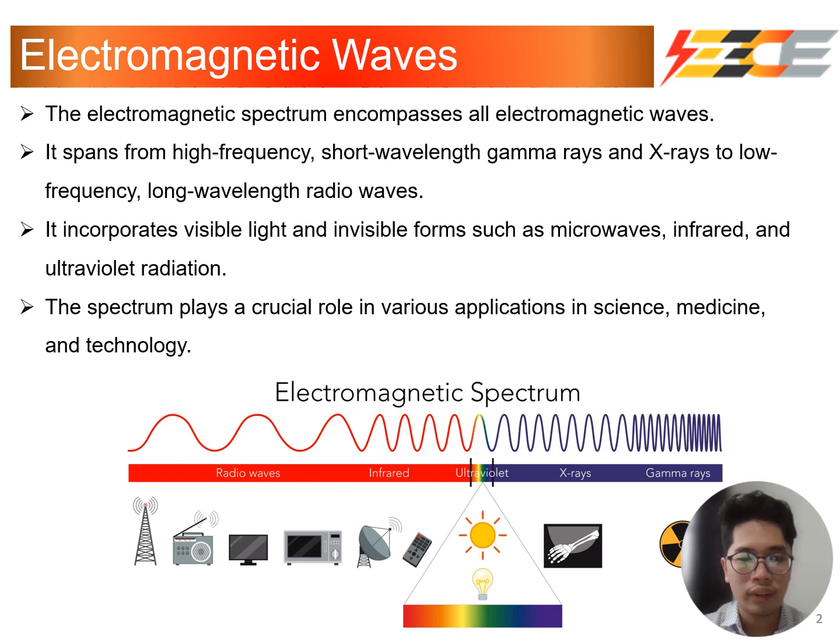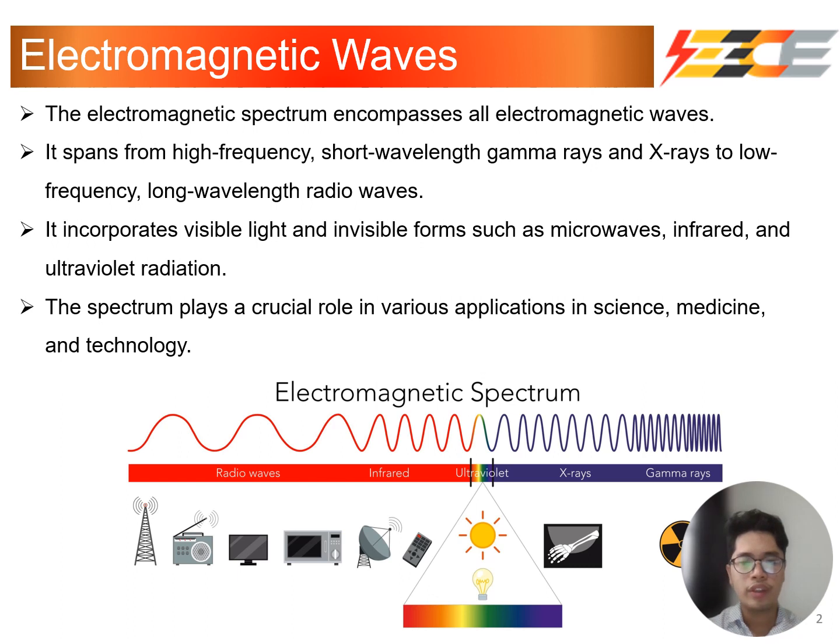Electromagnetic waves. The electromagnetic spectrum is a continuum of all electromagnetic waves arranged according to their frequencies and wavelengths. It encompasses a broad range of electromagnetic radiation from shorter wavelengths and higher frequencies, such as gamma rays and X-rays, to longer wavelengths and lower frequencies, such as radio waves.